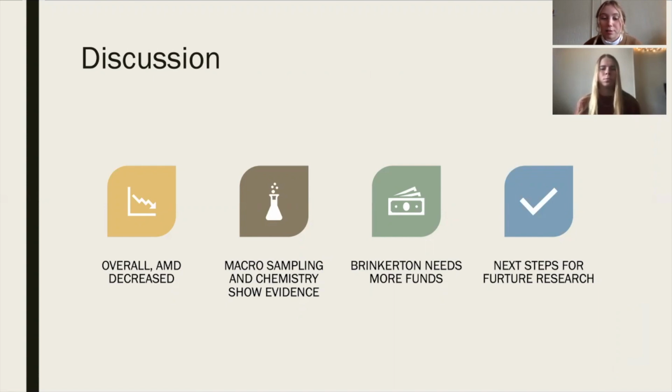The recent passing of the infrastructure bill is a positive step towards getting Brinkerton to where it needs to be, since it includes federal money to be spent on AMD cleanup efforts. Future research should include continuing the study because there is a lack of long-term AMD studies.